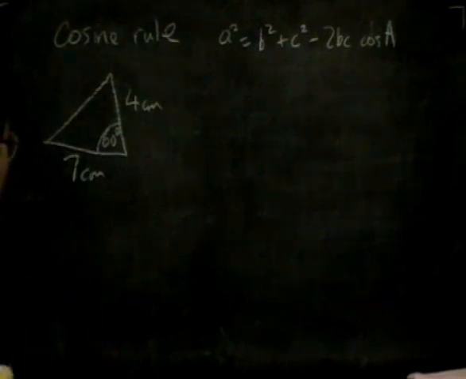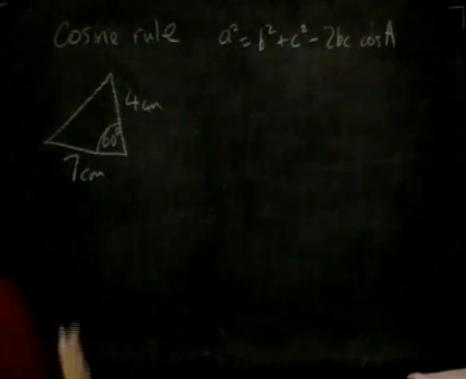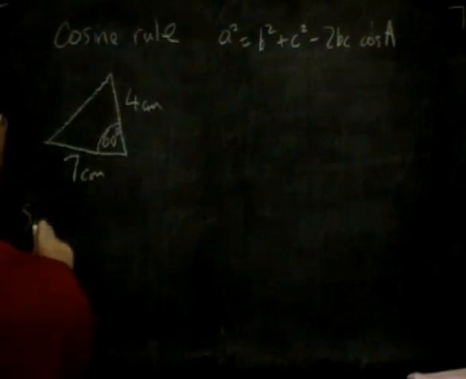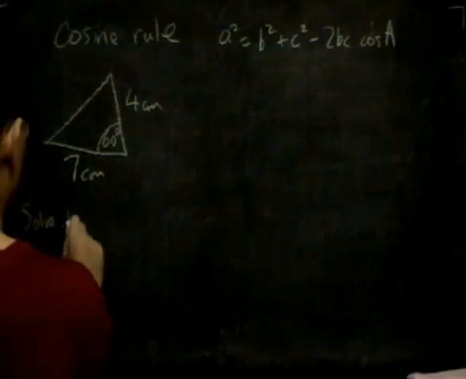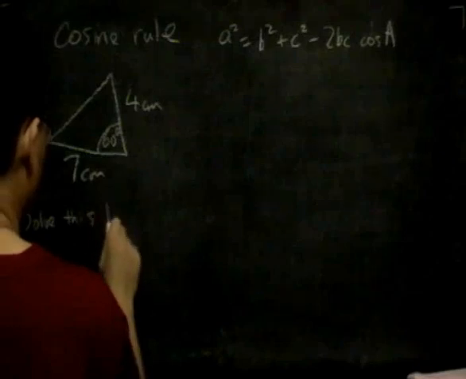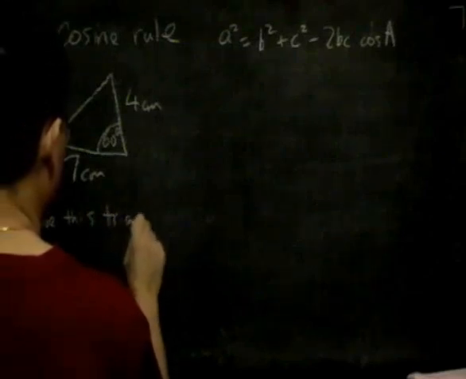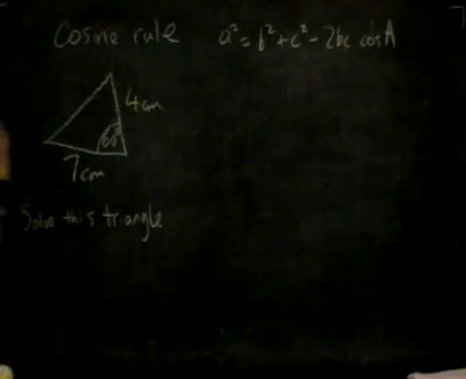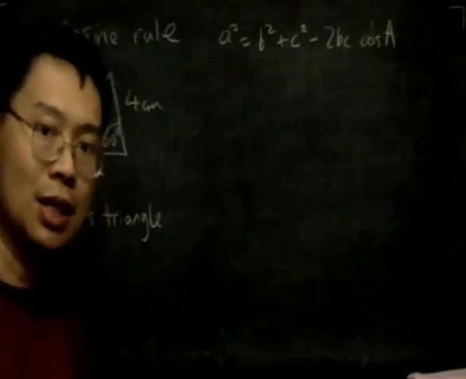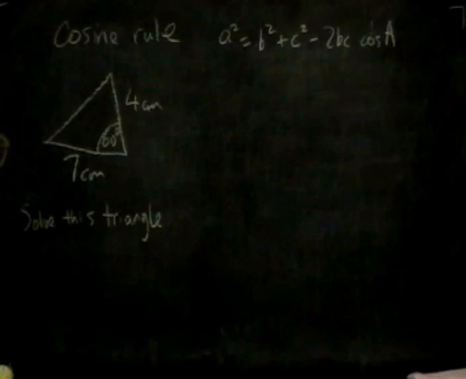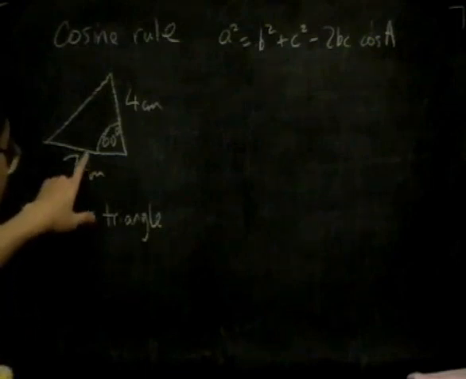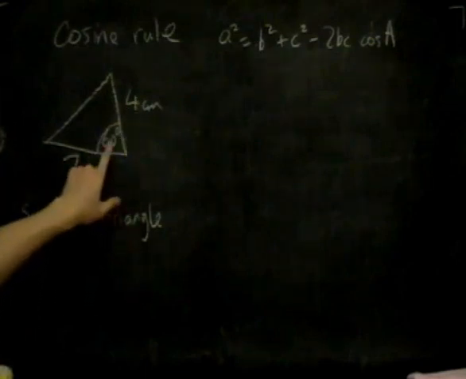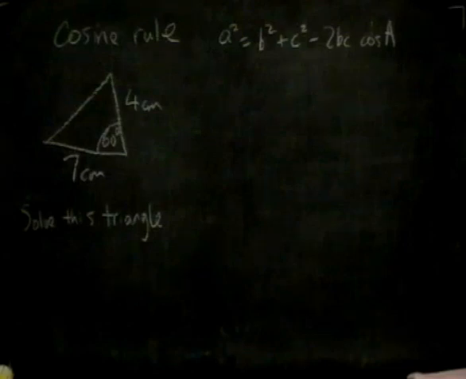So the question here is again to solve this triangle. Once again, the question is to find all the sides and the angles of this triangle given these two sides and given this angle here.